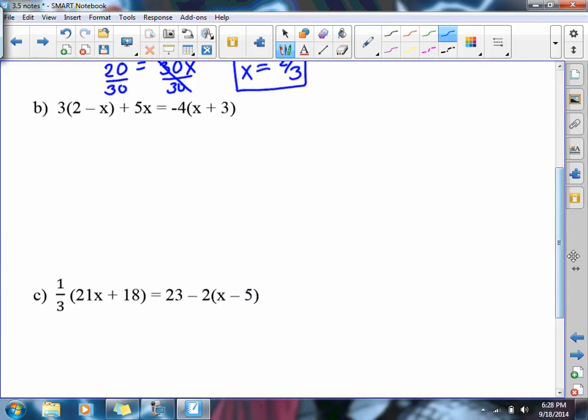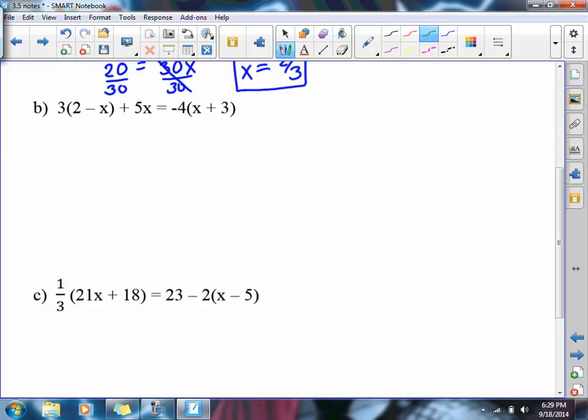Okay, in part B, we're going to distribute again. You can see that I, again, have two sets of parentheses. So I'll have to distribute the 3 to the 2 and the negative x. And then I'll have to distribute the negative 4 to the x and the positive 3. But I also have this plus 5 in here. Now I'm not going to distribute the 3 to the plus 5 because it's not inside the parentheses. But after I distribute, I'm going to have to combine some like terms together.